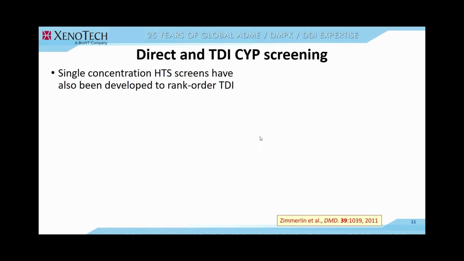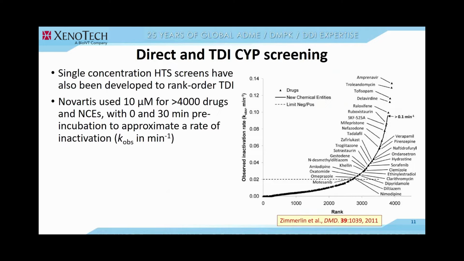So single concentration high throughput screens have also been developed to rank order time-dependent inhibition. Again, going to Alfred Zimmerlin's group at Novartis, they used 10 micromolar concentrations for greater than 4,000 drugs and some new chemical entities with 0 and 30-minute pre-incubation. This would approximate a rate of inactivation, what's called the k_obs, in units of reciprocal minutes. And the positive/negative cutoff value is set at a k_obs of 0.02 reciprocal minutes.